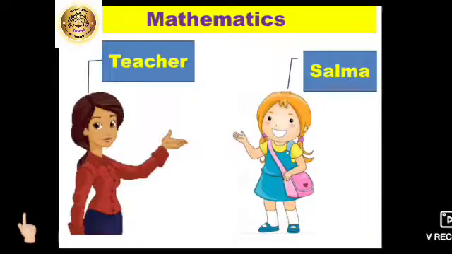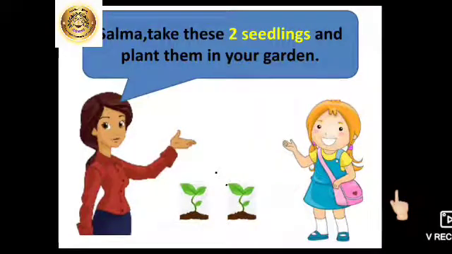Children, in the class of Mathematics today, we have a teacher and Salma as her student. Let's see what the teacher is teaching to Salma and us today. The teacher tells Salma, "Salma, take these two seedlings, means plants, and plant them in your garden."